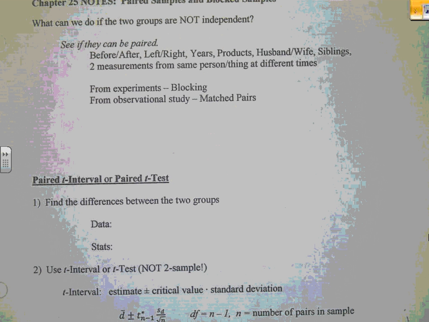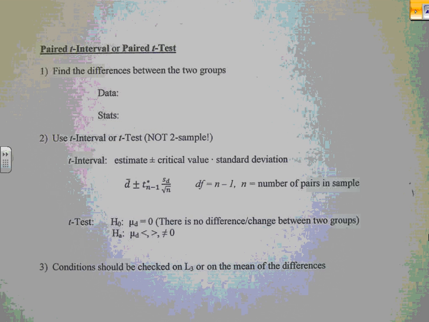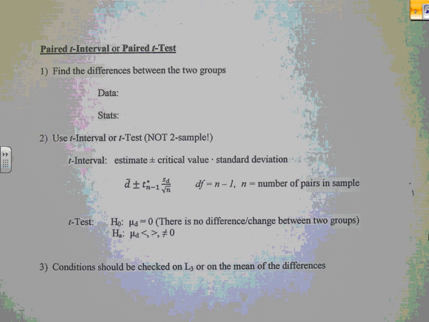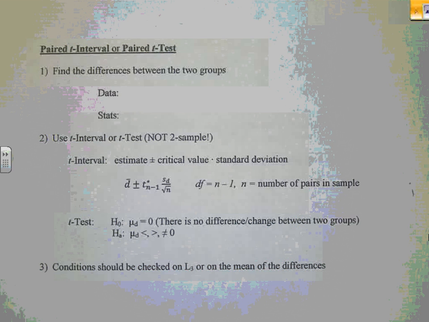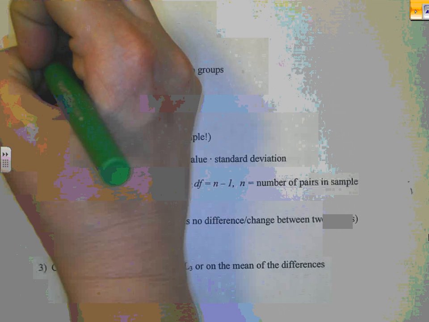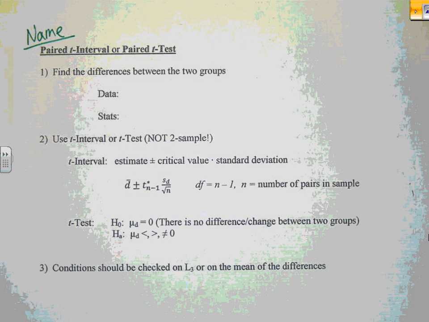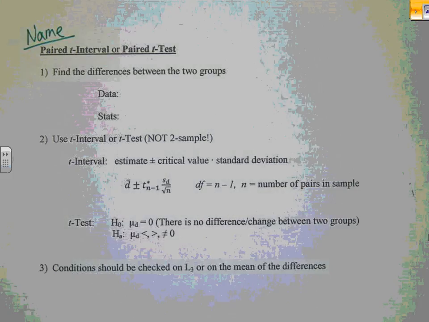Okay, so skipping down. This is called a paired t-interval or a paired t-test. So that's the name. If you would like to write that down, you can. So when you do problems and you get to the end, you're either going to do a paired t-interval or a paired t-test.